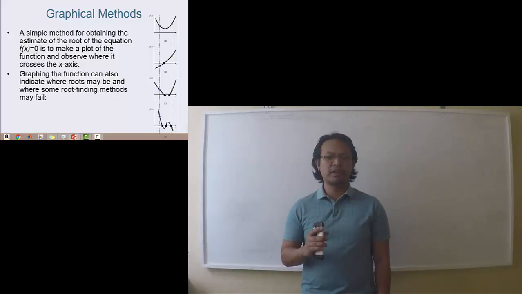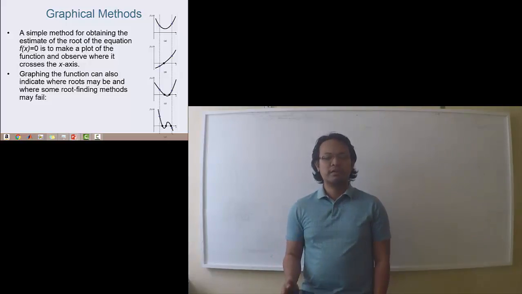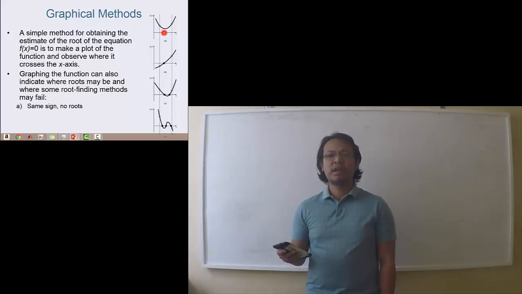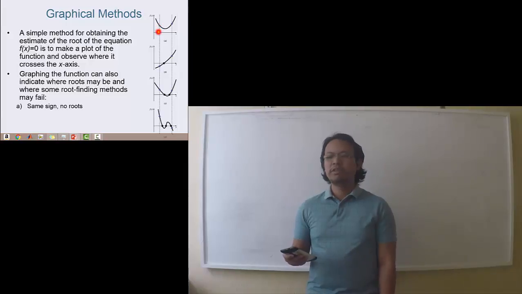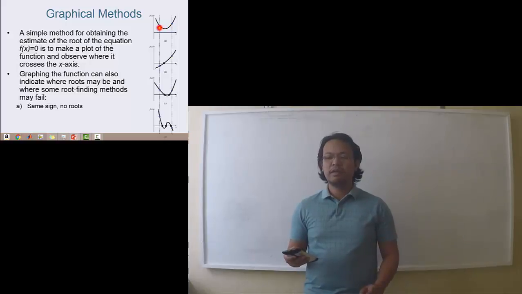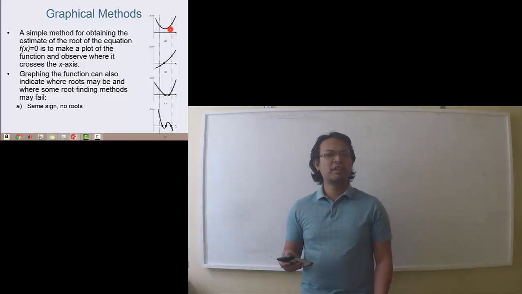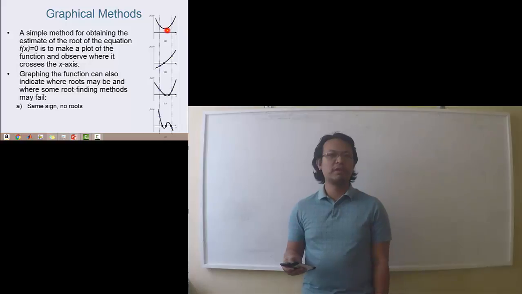Graphing the function can also indicate where roots may be and where some root finding methods may fail. For example, the first one, letter A, same sign, no roots. I mean to say that if you have two brackets, your lower x, call it xl, and xu will be your upper bound. If f of xl and f of xu are the same, meaning they have the same sign, in this case they are both positive, then we could say that there is no root, like in this example, where you can see that the function does not cross the x-axis.